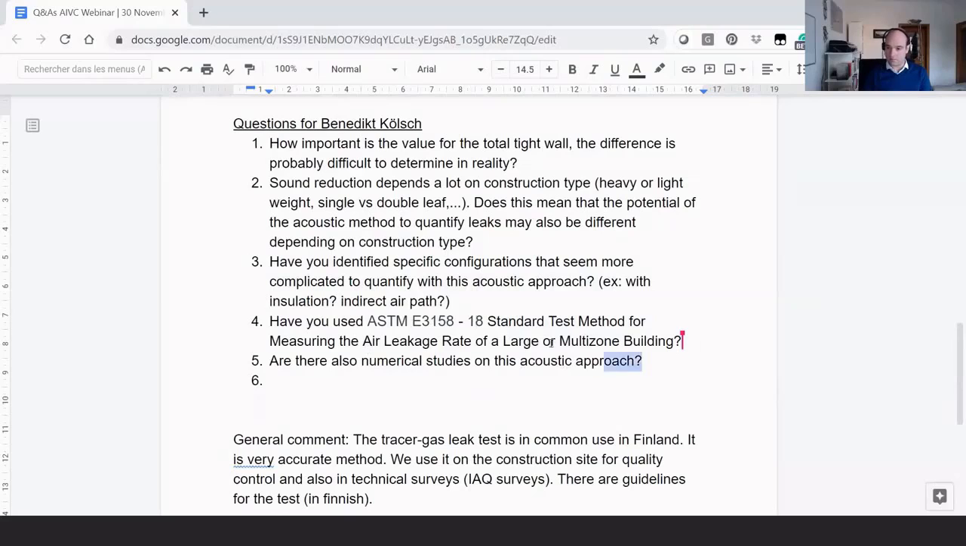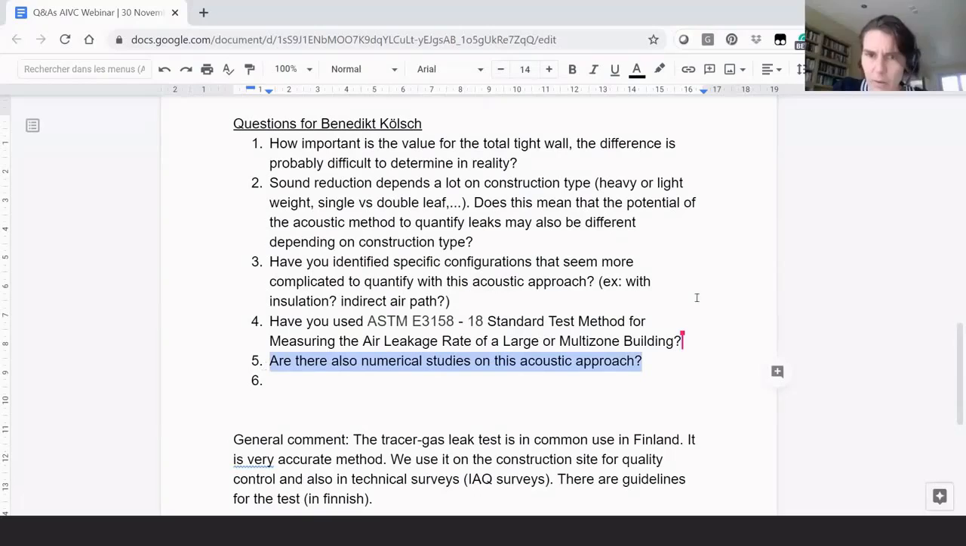Are there also numerical studies on this acoustic approach, or have you done only experiments for now? Only experiments up until now. And have you heard about existing numerical studies? No, not about this specific approach. No, not yet. Okay. Thank you very much.